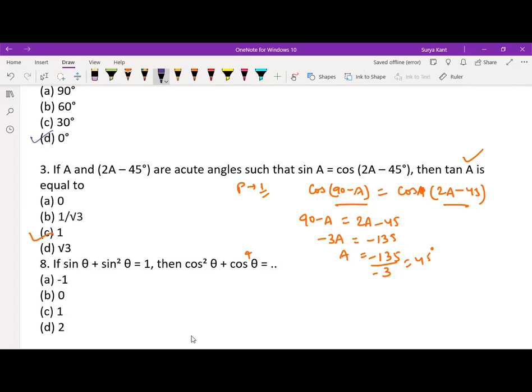Sir, if we take sin square theta to the other side, 1 minus sin square theta equals cos square theta, hence sin theta equals cos square theta. So we can put the value of sin theta in place of cos square theta. If we put it here, it becomes sin theta plus sin square theta, which is already given as 1. So the answer is 1 only. Is it clear to everyone?